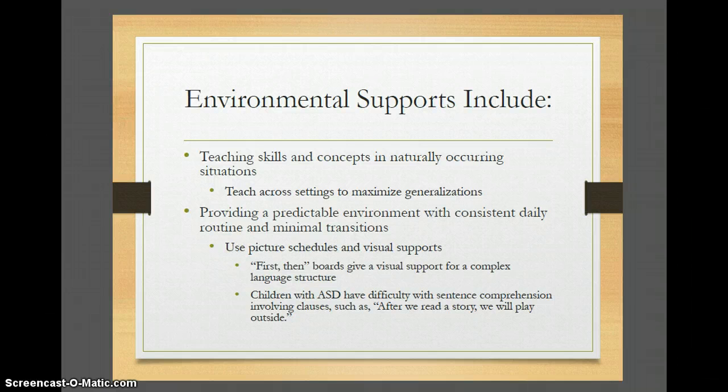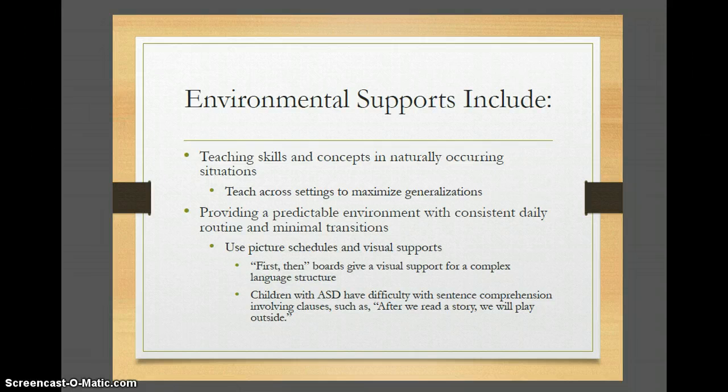We want to provide a predictable environment with consistent daily routine and minimal transitions. Those three parts are really key for children with ASD, especially when you think about maybe children with more of that high-functioning autism or Asperger's type of diagnosis. All children thrive on predictability, but these children in particular are incredibly disturbed when their routine is changed, especially when they don't know that a change is coming. So you want to make their environment predictable.